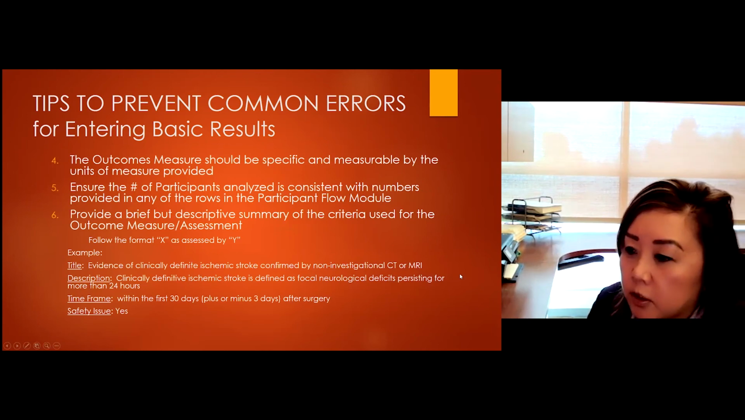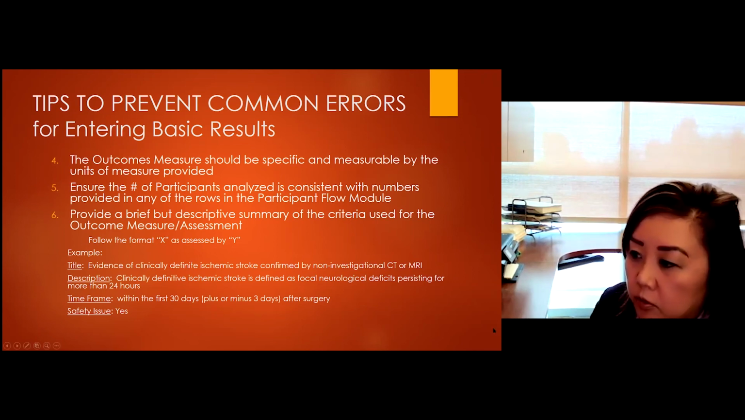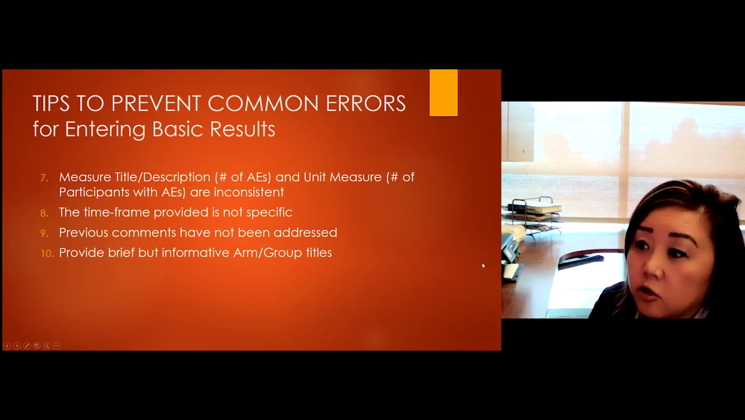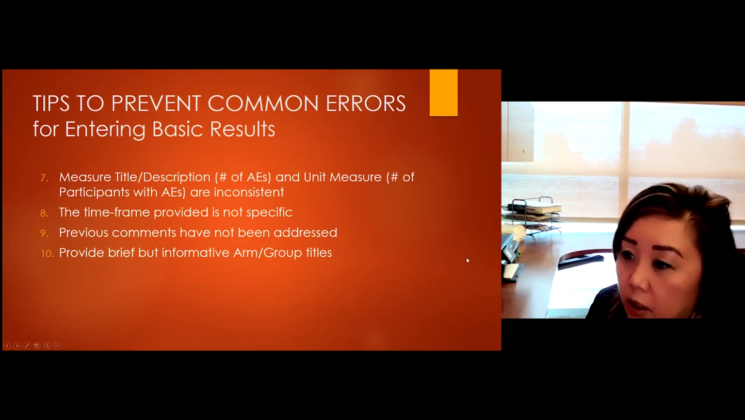The outcome measure should be specific, measurable by the units of measure provided. Ensure the number of participants analyzed is consistent with the numbers provided in any of the rows in the participant flow module. Provide a brief but descriptive summary of the criteria used for the outcome measurement assessment. And this is just an example. The website will also give you a number of examples based on your study type, with a lot of details.